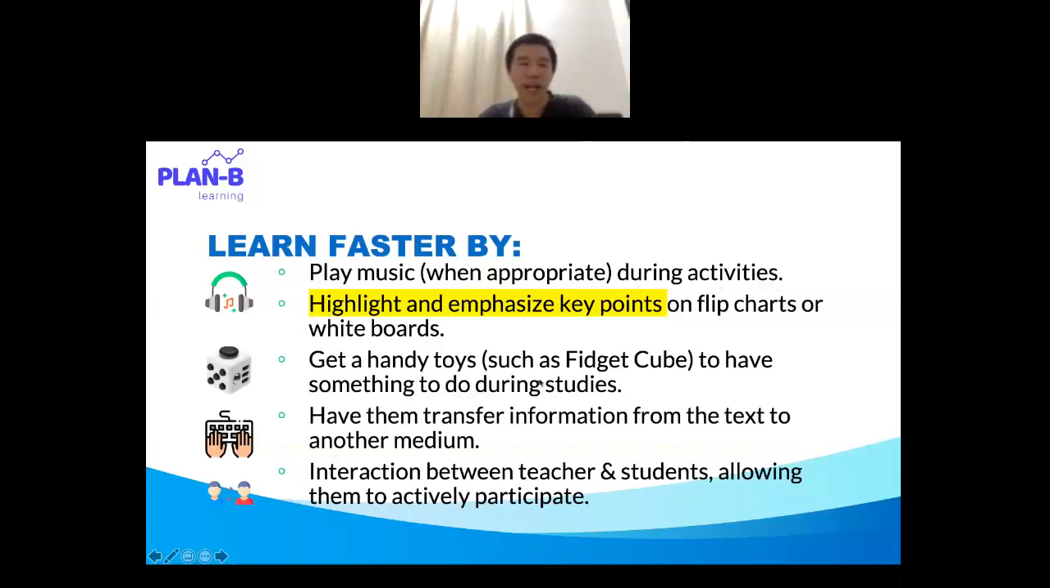If your hand is very itchy, go buy some handy toys, such as this picture, which is what we call a fidget cube. So during your studies, you can still have this in your hand. Try playing around, it helps you concentrate. Number 4, transfer information from a text to another medium.